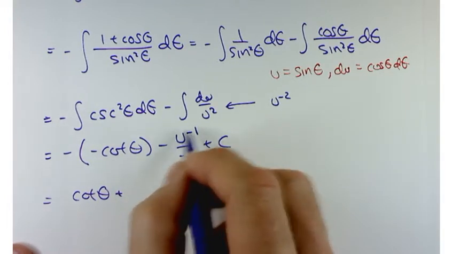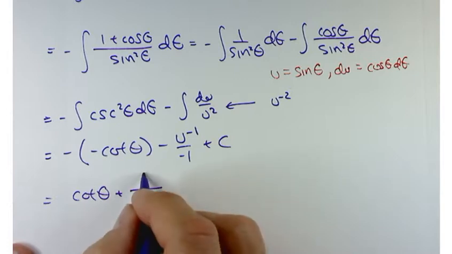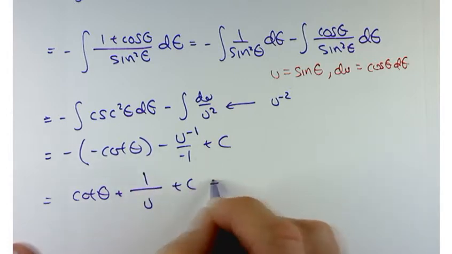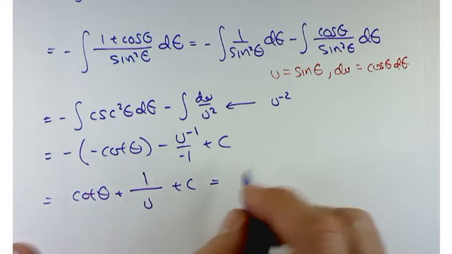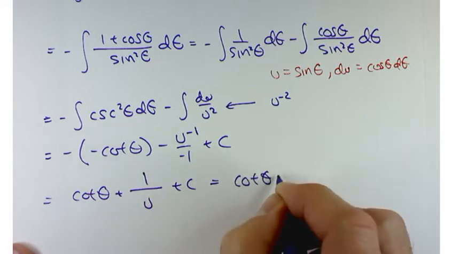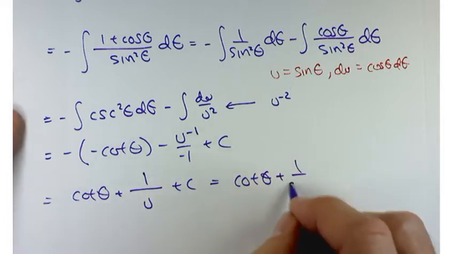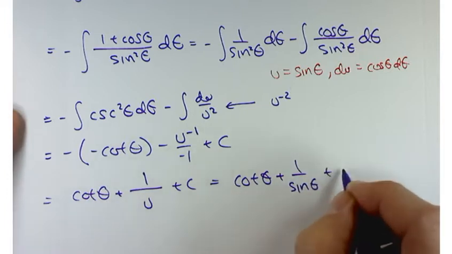What about u to the negative first? What else could I do with that? Bring it down in the denominator. And finally, I don't want an answer that has a u in it. Cotangent of theta plus 1 over, what do we do? Sine of theta plus c.